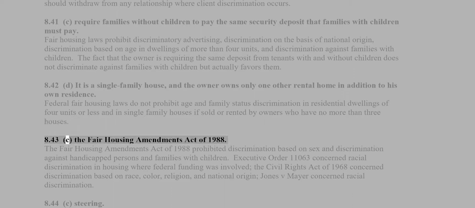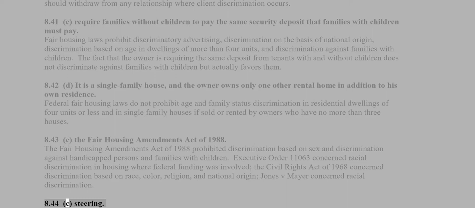8.43 c. The Fair Housing Amendments Act of 1988. The Fair Housing Amendments Act of 1988 prohibited discrimination based on sex and discrimination against handicapped persons and families with children. Executive Order 11063 concerned racial discrimination in housing where federal funding was involved. The Civil Rights Act of 1968 concerned discrimination based on race, color, religion, and national origin. Jones v. Meyer concerned racial discrimination.